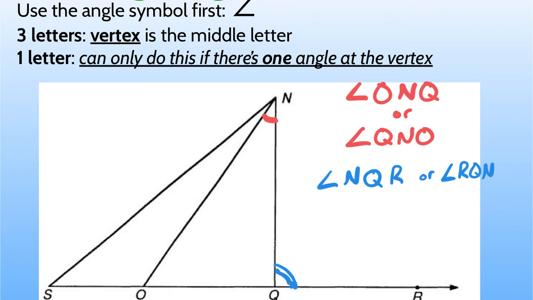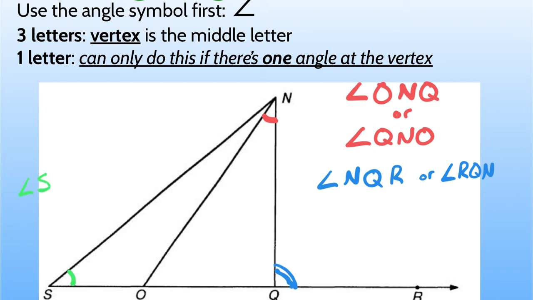Now, the final way to do it only works if there's one angle at the vertex. For example, we can't use one letter for angle Q, because at Q there's this angle, and there's this angle on this side too, and technically there's this straight angle too. But if we look at angle S over here, that can be named with one letter.